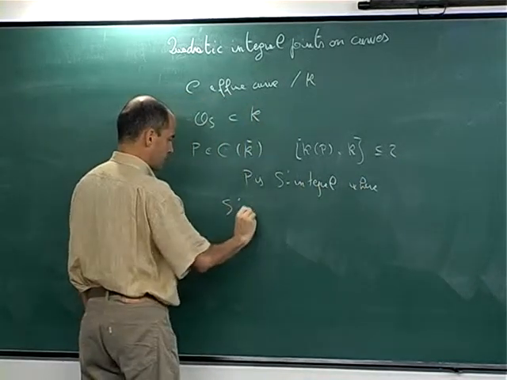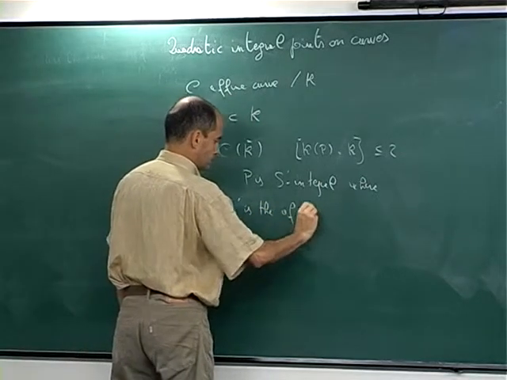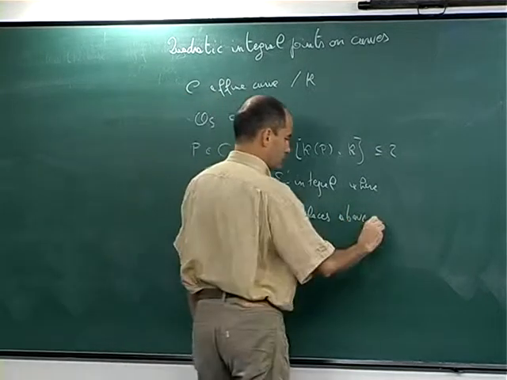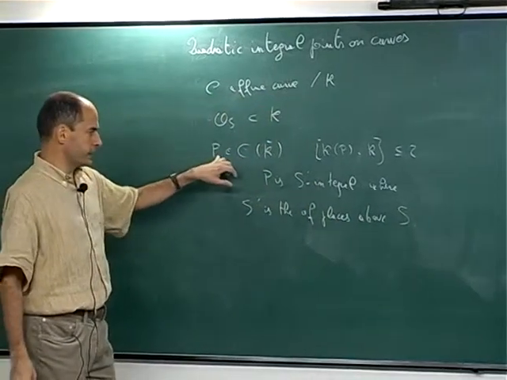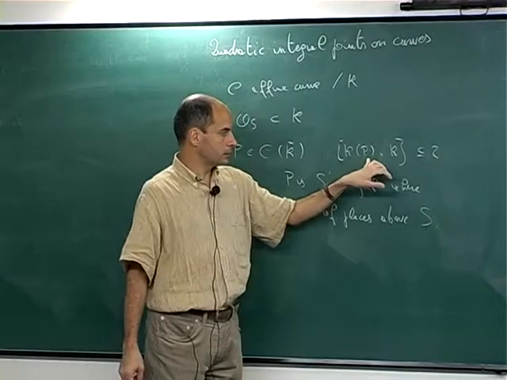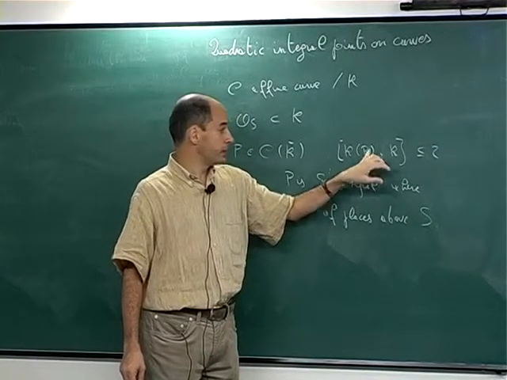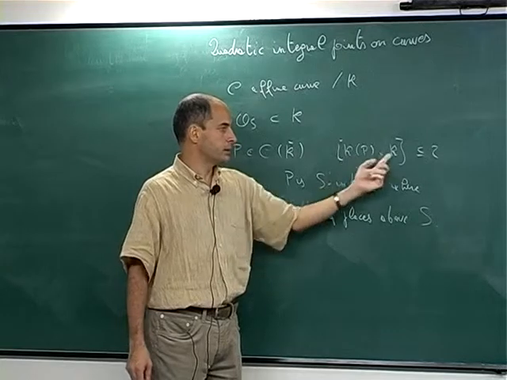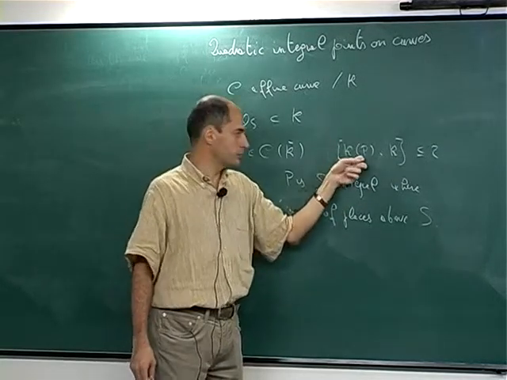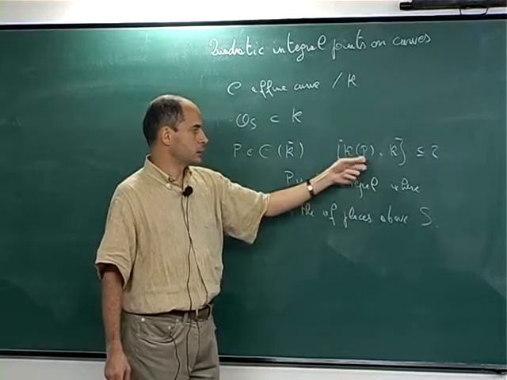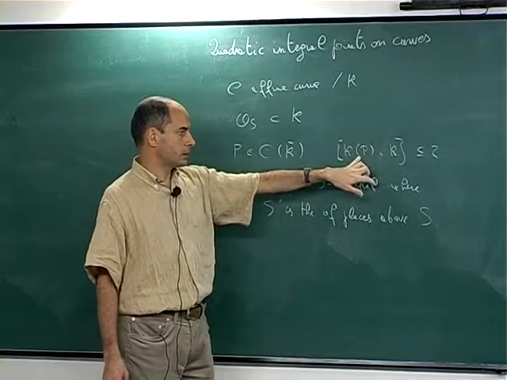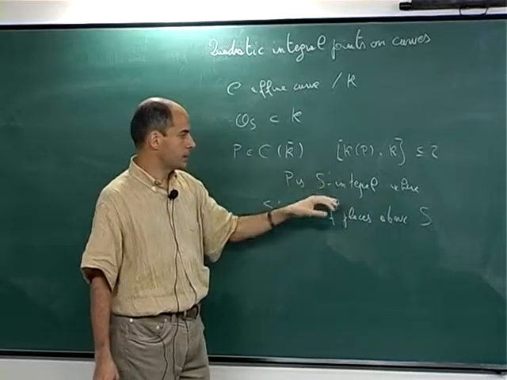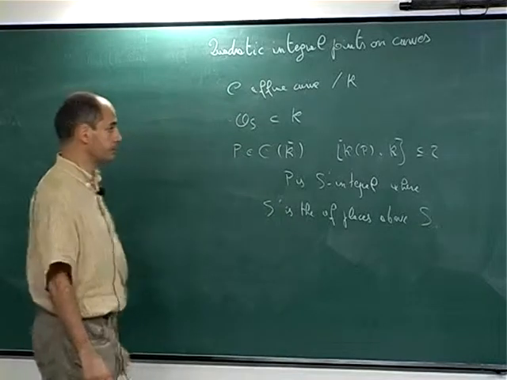where S prime is the set of places above S. So the coordinates of P are not in K, they are in a field of degree 2 over K, and this field depends on P. We do not fix a number field, so there are infinitely many quadratic extensions of K. The integrality condition is that the coordinates of P are algebraic integers, where S is just a set of places including Archimedean places, or S-prime integral, where S prime is this set.